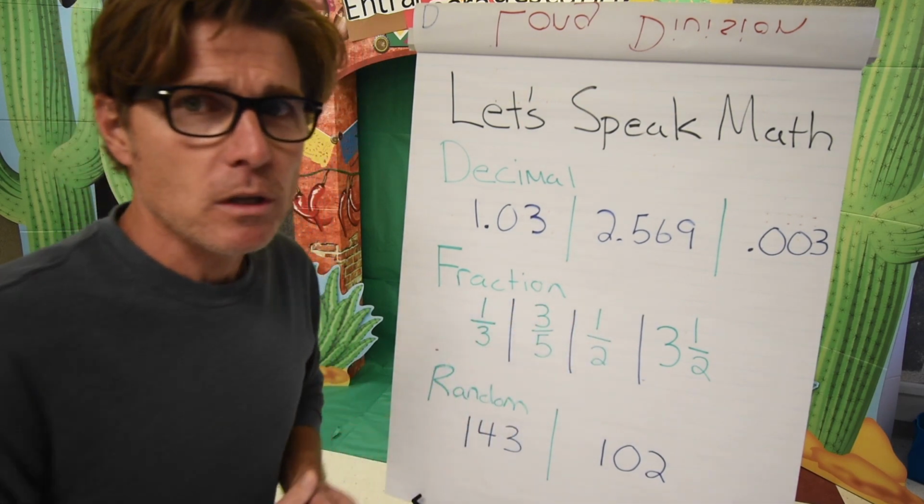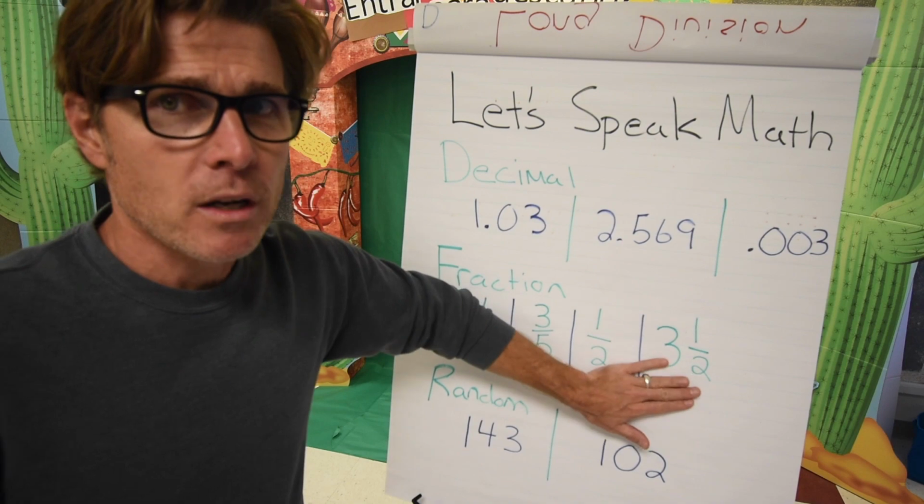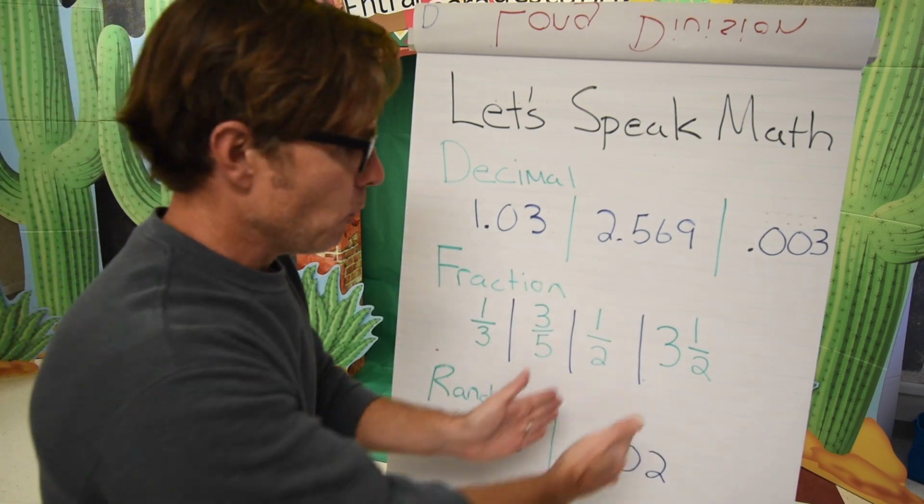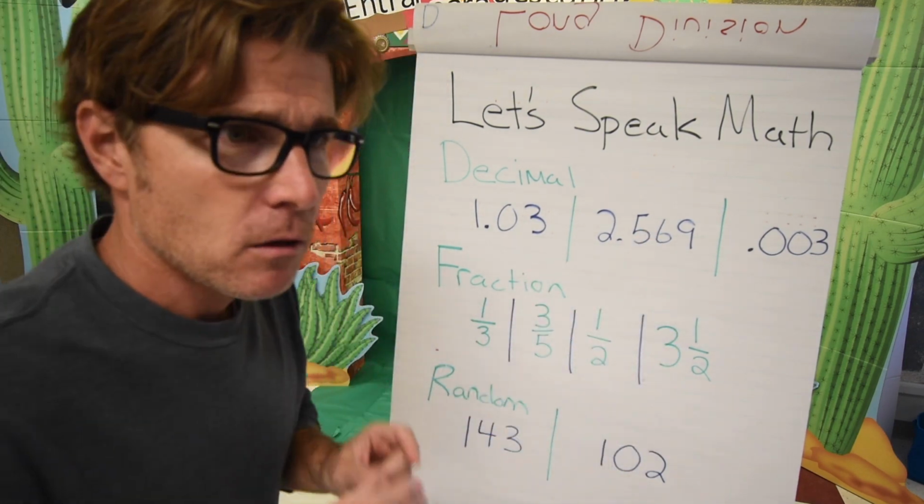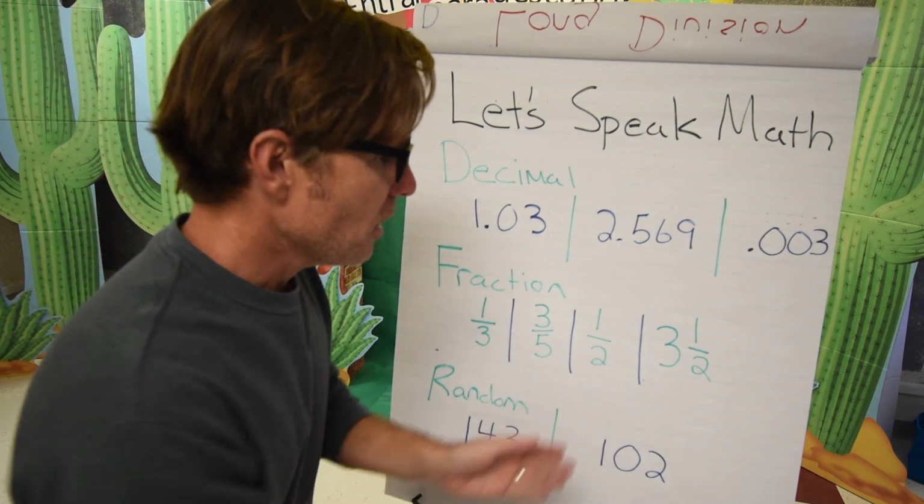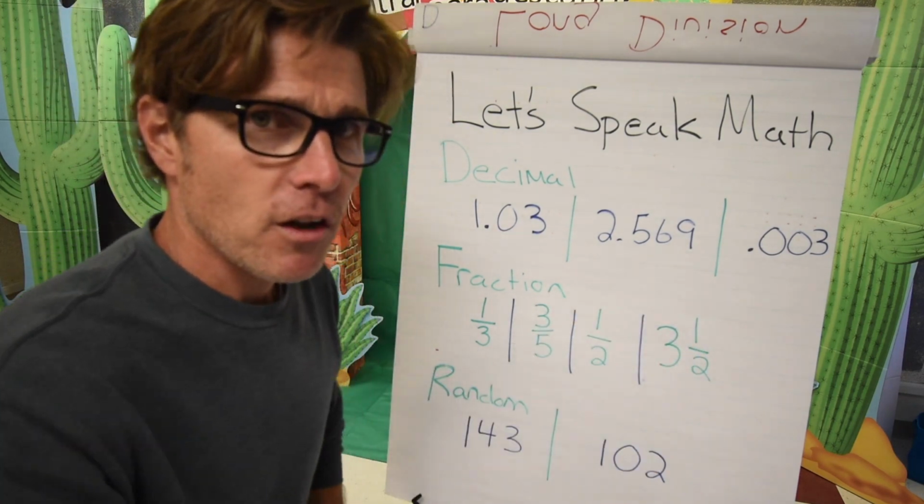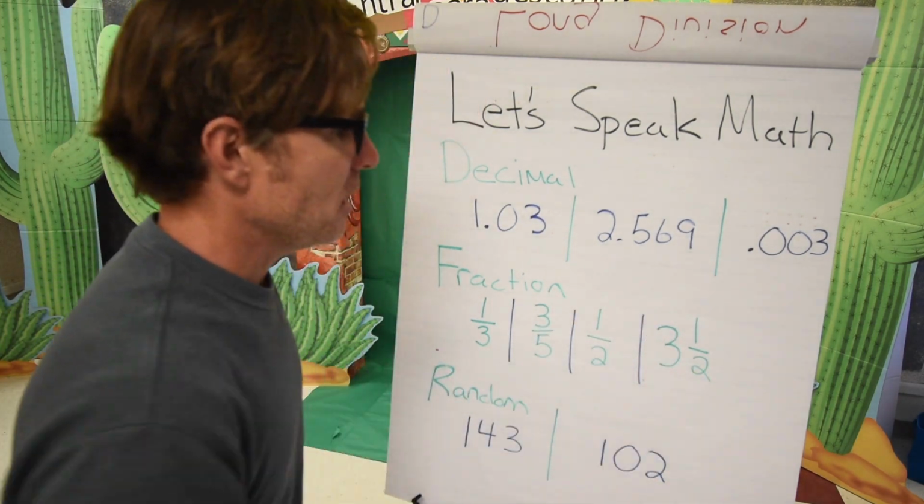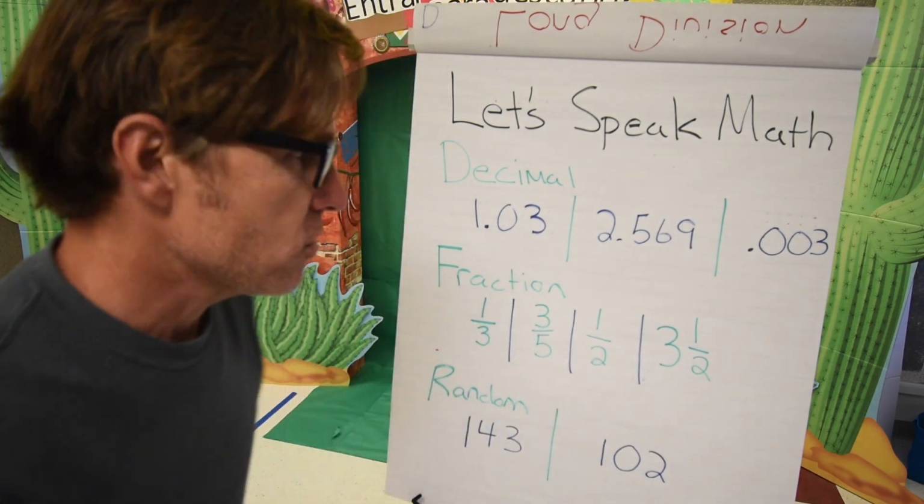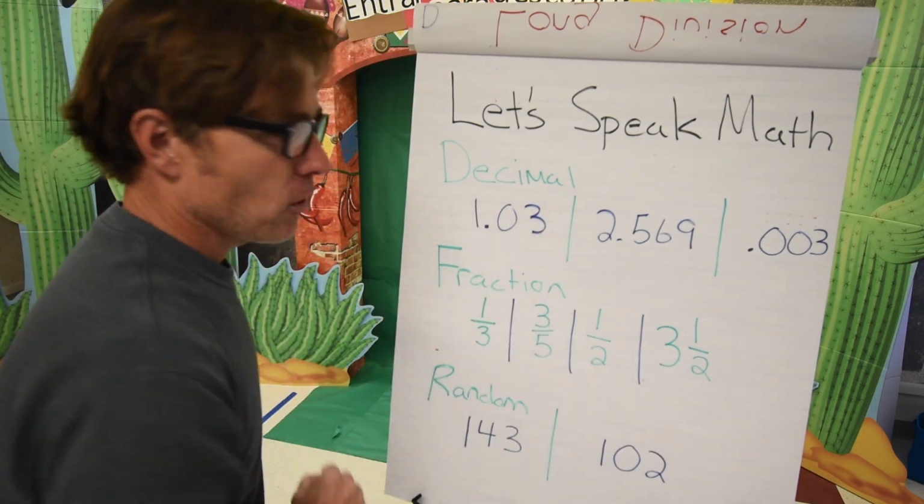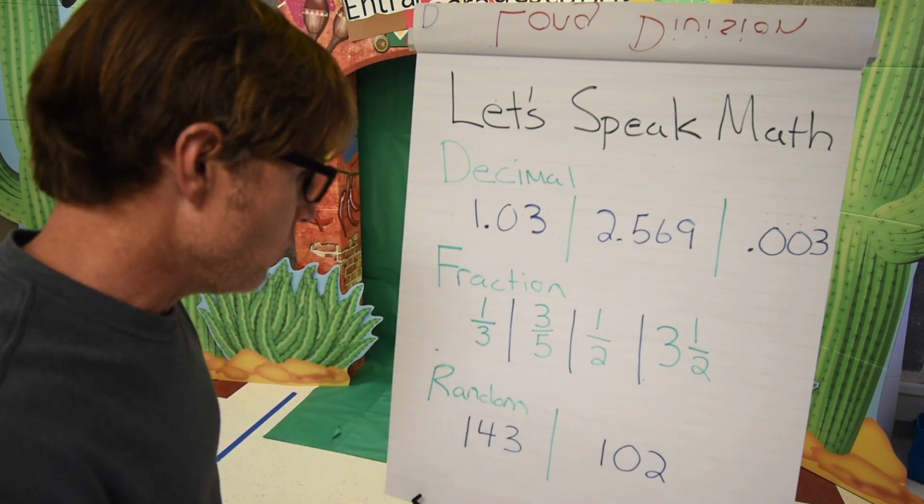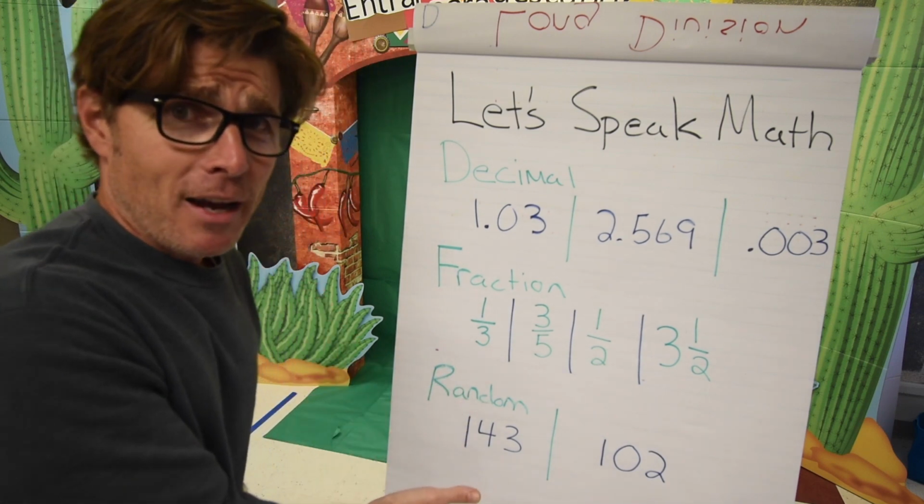But our last one is 3 and 1/2. There's no decimal here, but we still have 3 wholes and 1/2 of another one, so therefore we put the "and" into this situation as well. So "and"s go there.